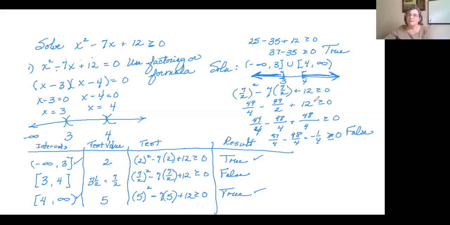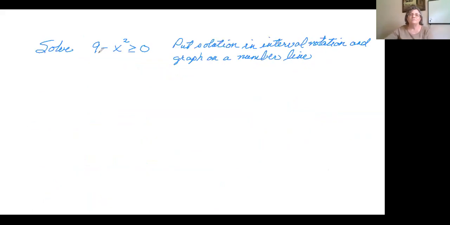Now, this is something that's got a lot of steps and it gives a lot of people a hard time. So let's take a look at another one. Let's solve 9 minus x squared is greater than or equal to 0. So first we want to solve 9 minus x squared is equal to 0. Since this is a difference of squares, I can factor it.